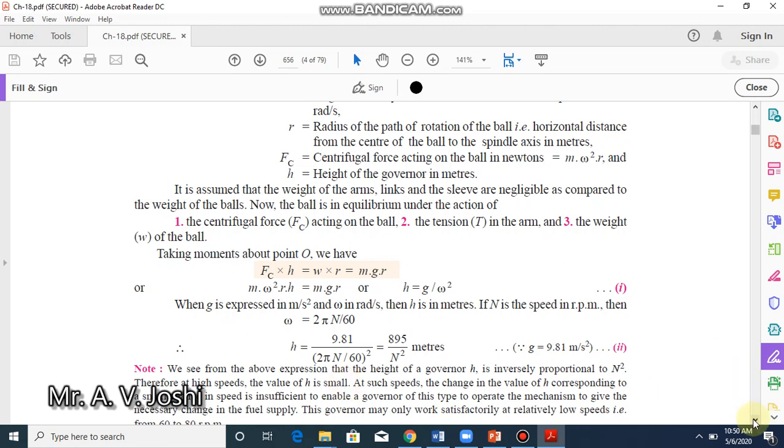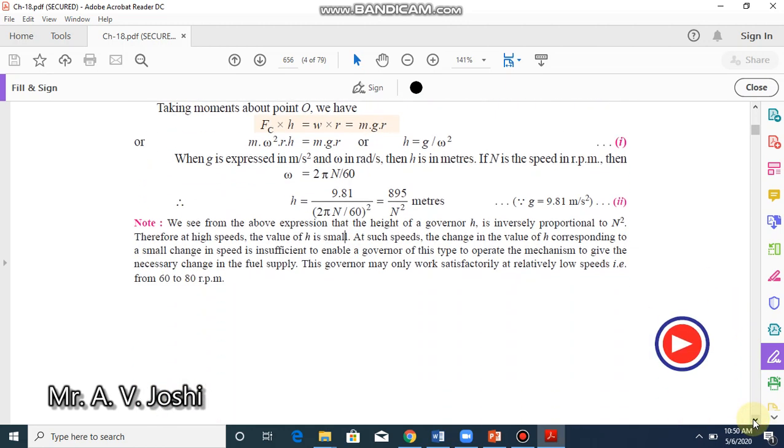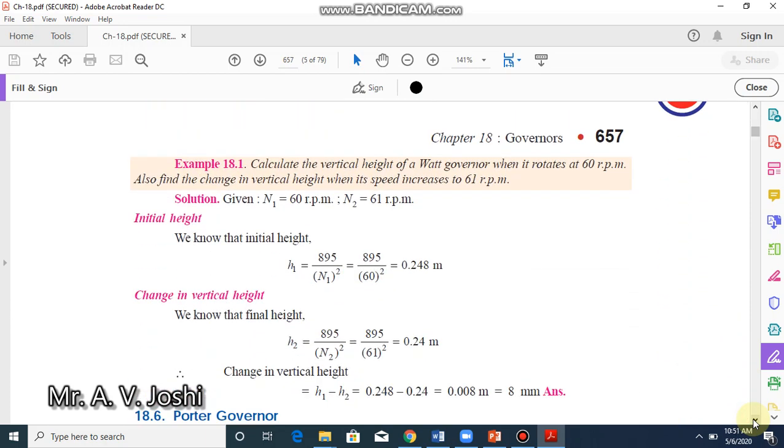So in this way we have completed the Watt governor. Now look at the first problem. This is a basic problem of the Watt governor. Calculate the vertical height of the Watt governor when it rotates at 60 rpm. Also find the change in the vertical height when its speed increases to 61 rpm. So the initial speed is N1 equal to 60 rpm and the final speed is 61 rpm. We have to calculate the height with the help of these two speeds.